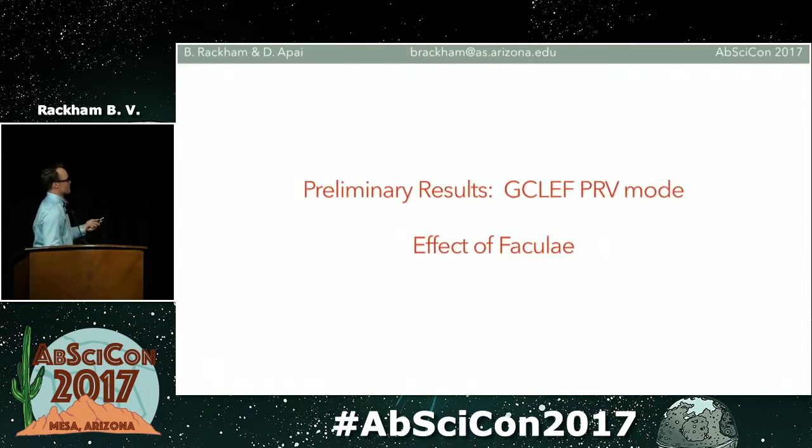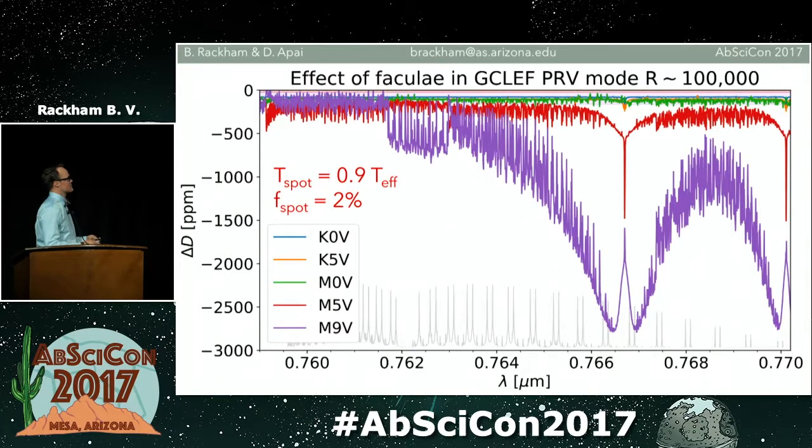And again, faculae have the opposite effect. Since I'm just using 2% faculae and 2% spots, faculae are hotter. They can put out more stellar light, so they end up making a larger impact, just assuming 2% coverage. And for the mid and late M dwarfs, we can change our transit depths on the order of thousands of parts per million.